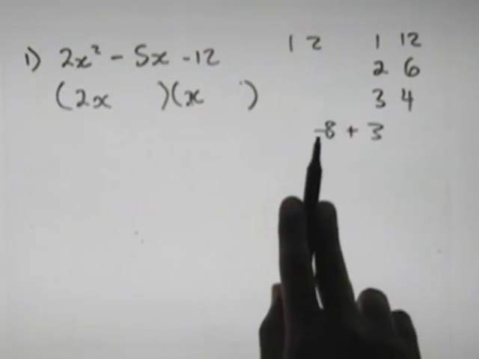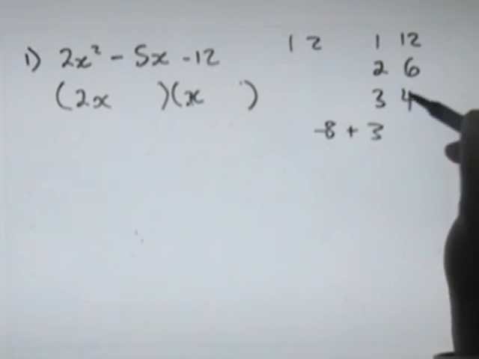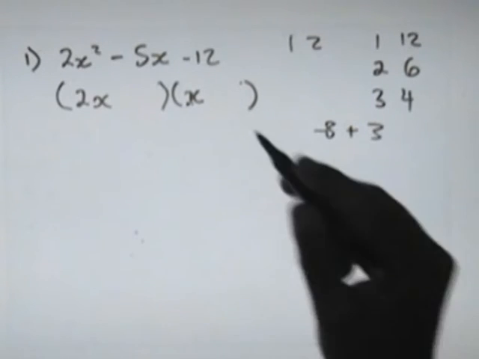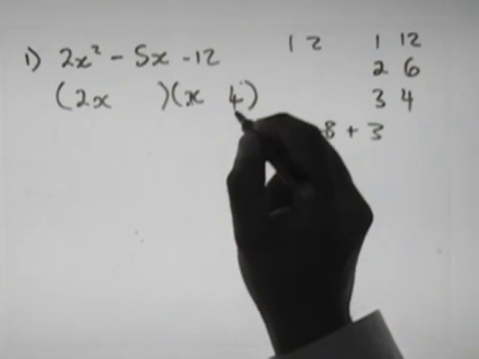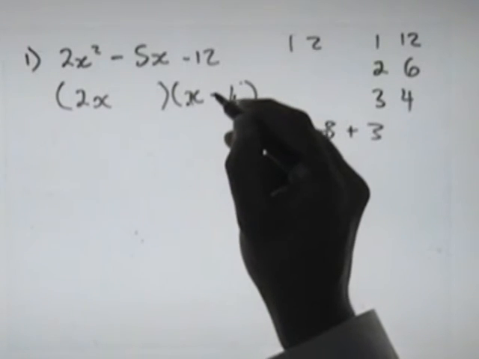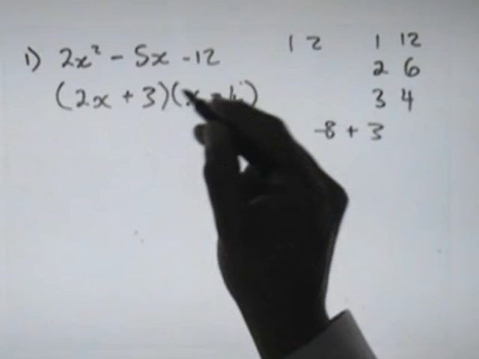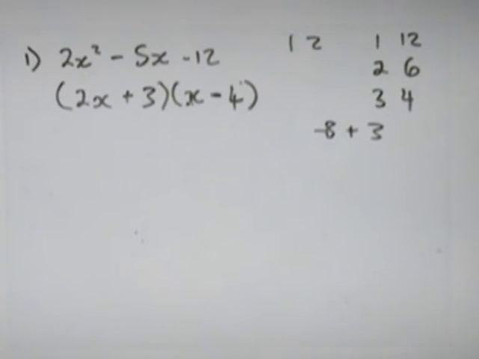So I need to get to negative 8 using the 3 and 4. If I put my 4 over here, it's going to be in conjunction with the 2, so that will be negative 8x plus 3x, which will give us negative 5x, and plus 3 times minus 4 will give us minus 12.